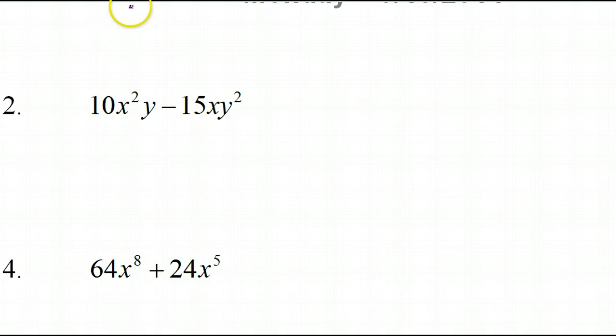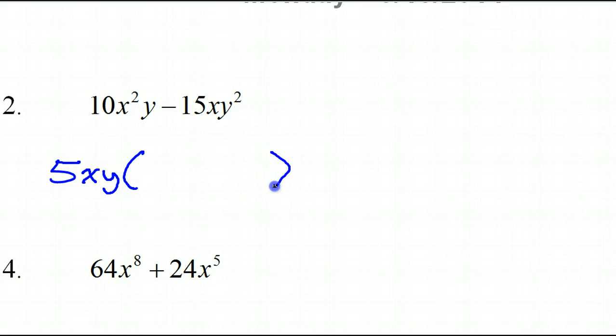Alright, as I go, I'm going to be going a little bit faster. So first, look for a common factor between 10 and 15. They are both divisible by 5. So let's go ahead and pull the 5 out. Now look at the x's. 2 x's, 1 x. The lesser amount is 1x. Now look at the y's. 1y, 2 y's. The lesser amount is 1y. So that's how many I can pull out.